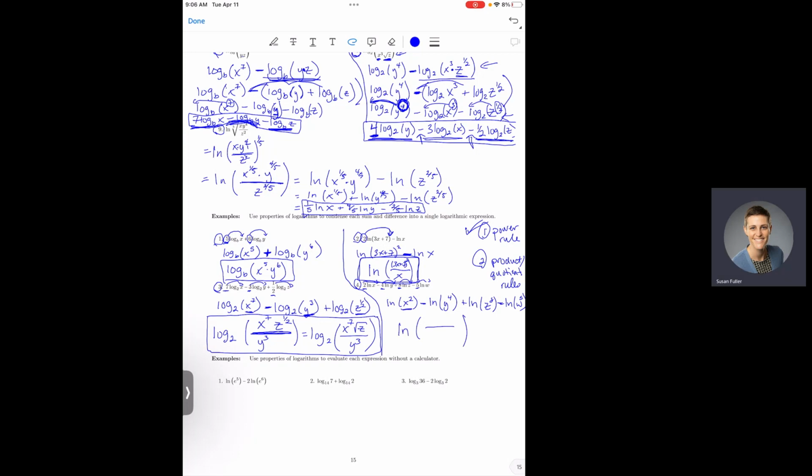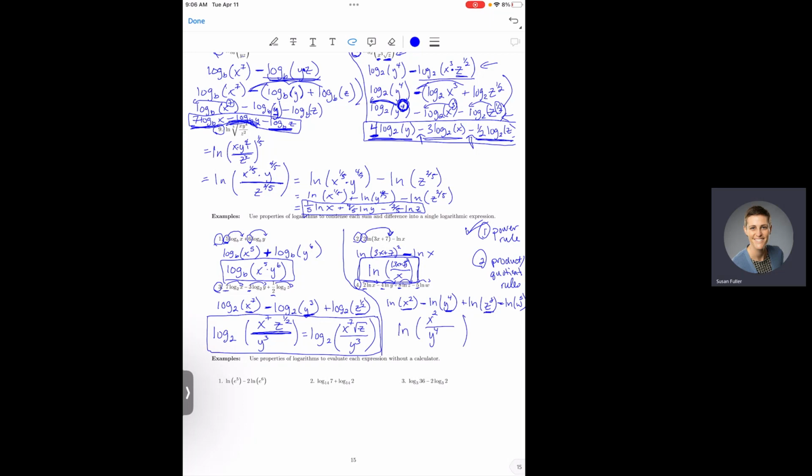X squared, does it go on the top shelf or the bottom shelf? Its log's positive, it's going on the top shelf. The y to the 4th, top shelf or bottom shelf? Yep, its log is negative. It goes on the bottom.